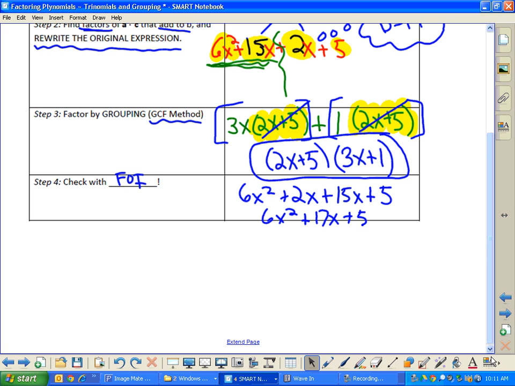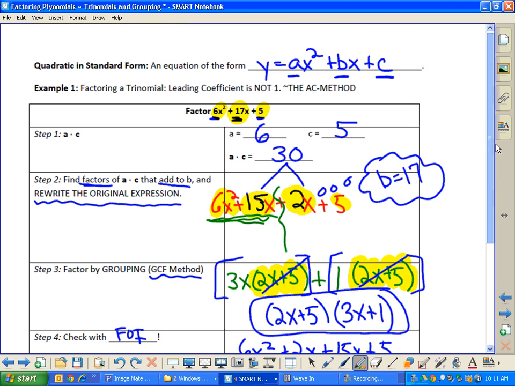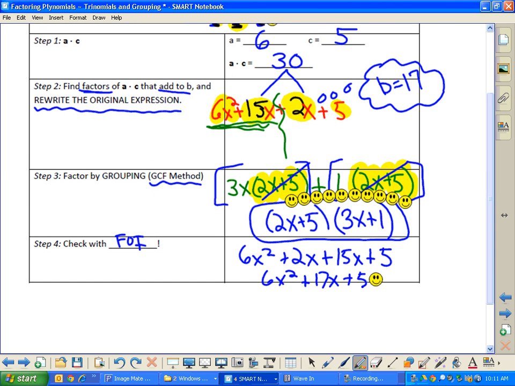And then if I look at that, I'm a pretty happy camper, because that matches my original problem, which means that this is indeed the correct final answer. I'm pretty happy about that.